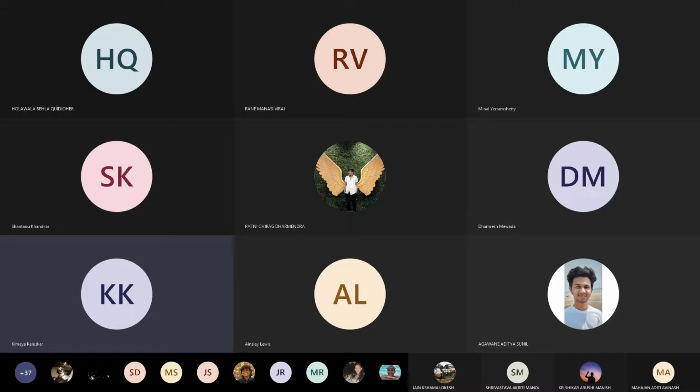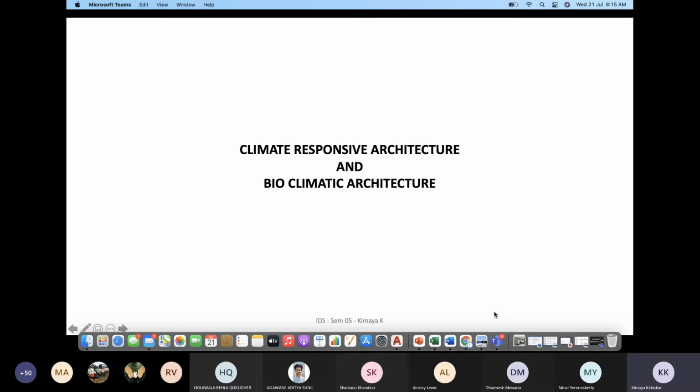Talking about climate responsive architecture. So you will find it as in continuation with what Meenal was talking about last week as well, and also about bioclimatic architecture. There is a slight difference between the two.